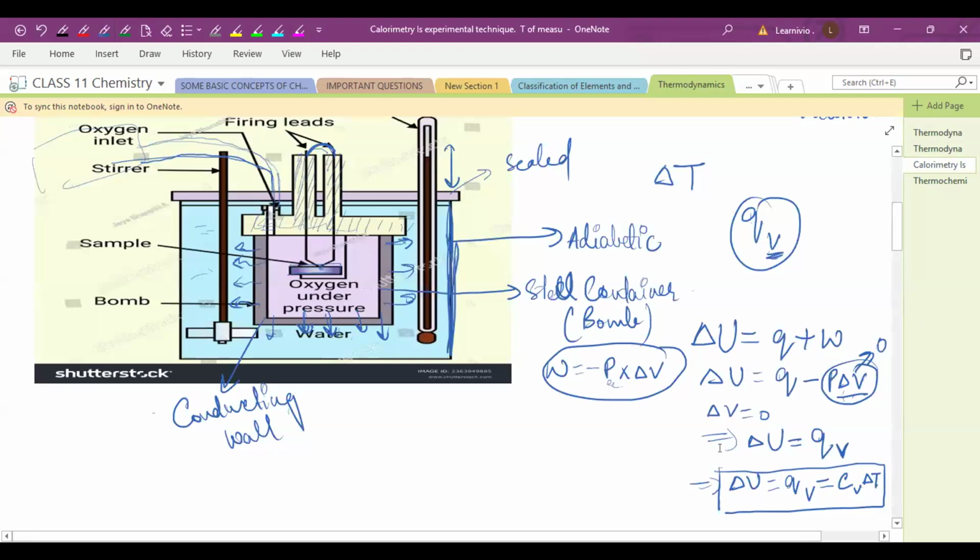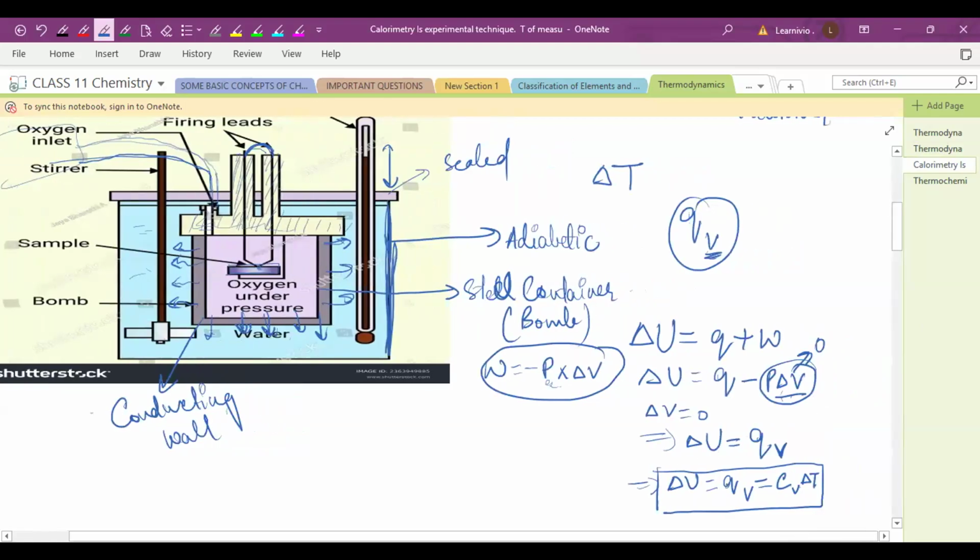So that's why delta U is equal to QV is equal to CV delta T. This relationship you will use in the numericals. Questions don't come directly; basically, it will come in the form of a numerical.